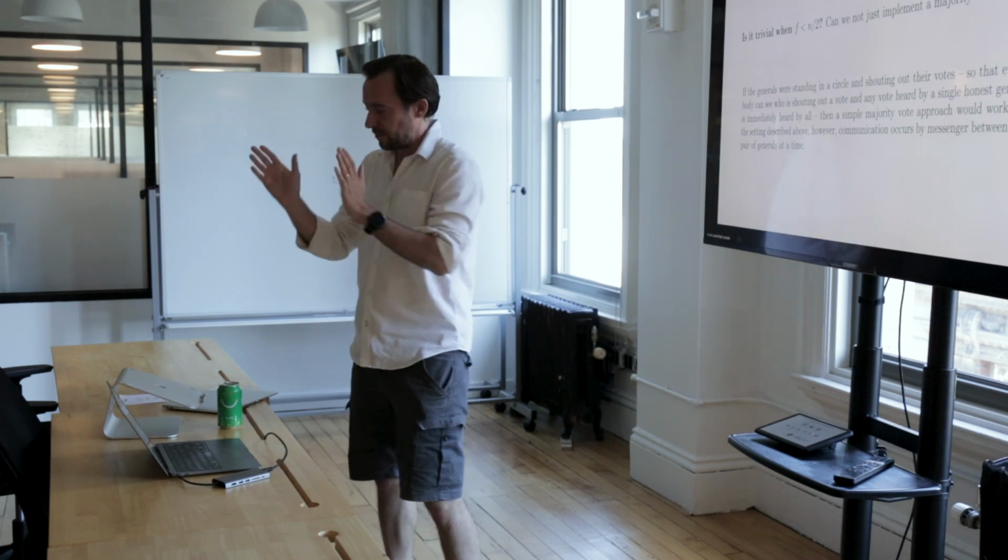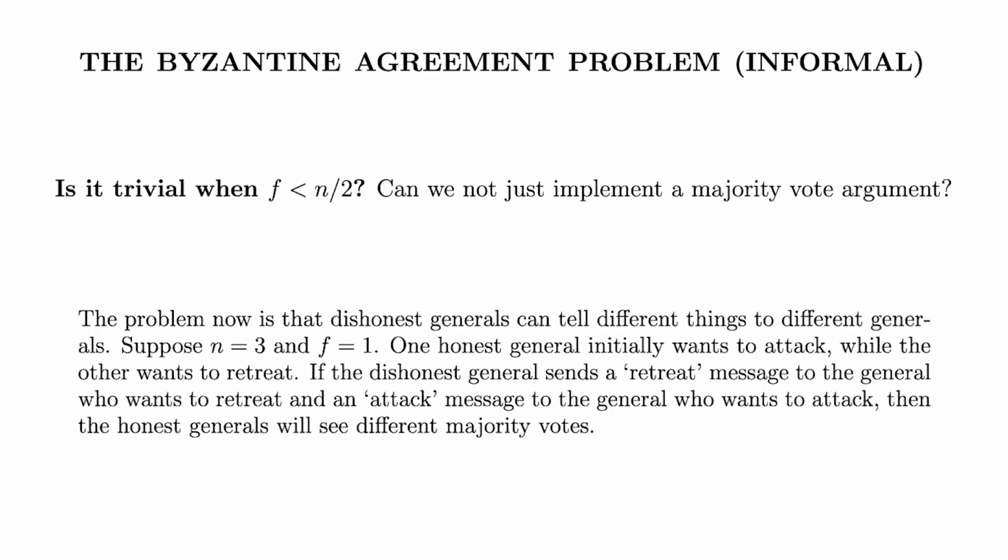But that's not our setup here. Here we're having communication between pairs, one pair of generals at a time. The problem now is that the dishonest generals can tell different things to different parties. To make that concrete, let's suppose n is 3, we've got 3 parties, and f is 1, so at most one of the generals is dishonest. Suppose one honest general wants to attack, while the other wants to retreat. If the dishonest general sends a retreat message to the one who wants to retreat and an attack message to the one who wants to attack, they'll both see different majorities. So majority vote doesn't work.